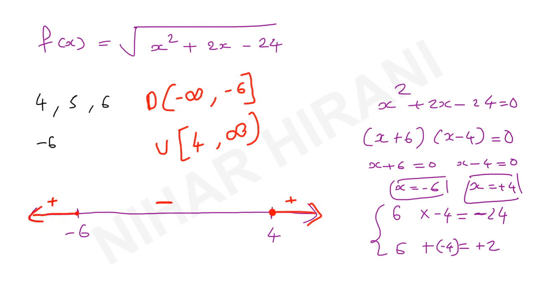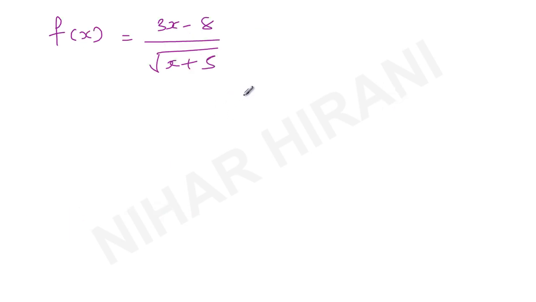Let us see one more example. Let us find the domain for this one. Here we need to work on two things. First thing, I don't want my denominator to be 0. Here we have a square root. So in a square root 0 is accepted, but it's in the denominator, and in the denominator 0 is not accepted.